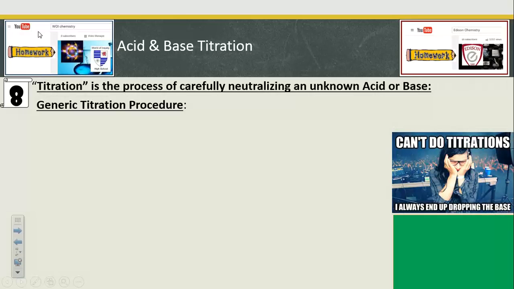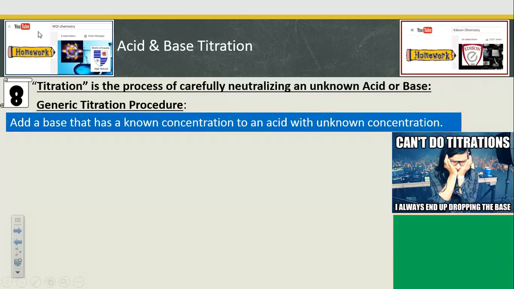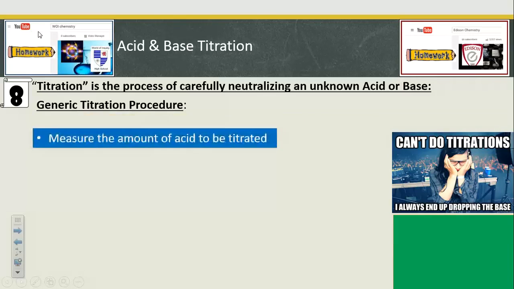So titration is the process of carefully neutralizing an unknown acid or base. Generically, it works like this. You add a base that has a known concentration to an acid with unknown concentration. And in our lab, this is exactly what you will do. You're going to measure the amount of acid that we will titrate. So 10 mils, 5 mils, 100 mils, whatever it is, you just got to know how much you're using.